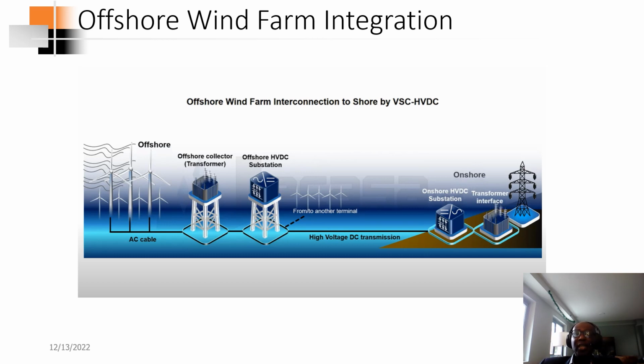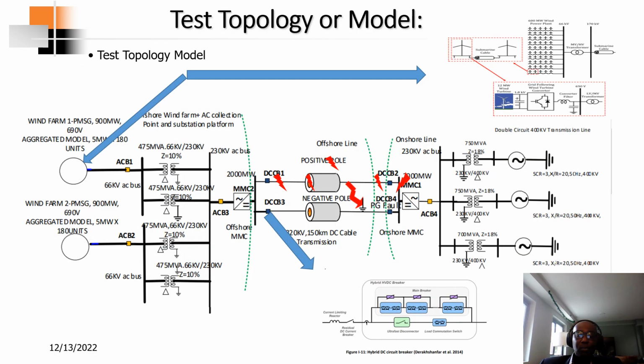Then from here it is inverted back to AC, and it goes to an interface power transformer that steps the voltage from a lower voltage to a higher voltage, because before it goes to the transmission towers, it is transmitted to the load centers.